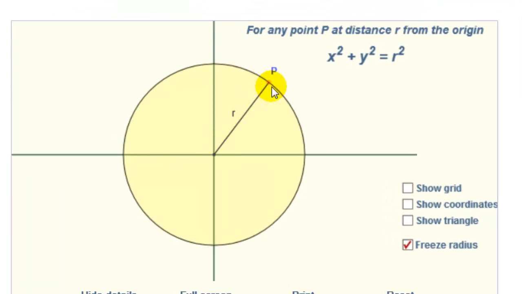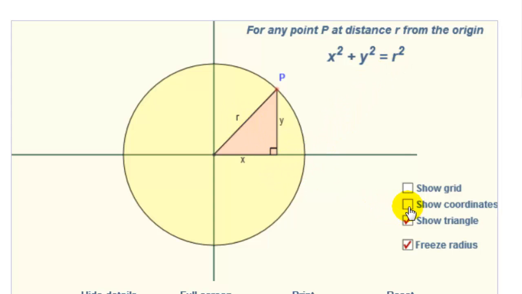Shown on this circle, we have a point P, and as we drag it around, we can see that the radius of the circle, of course, doesn't change, which shouldn't change. It's a circle after all. But let's draw in the triangle that shows also the x values and the y values for point P. And what do you notice? We get a right triangle. And simply the Pythagorean theorem is relating the x, the y, and the radius value. So x squared plus y squared is equal to r squared. This gives us the equation of our circle.